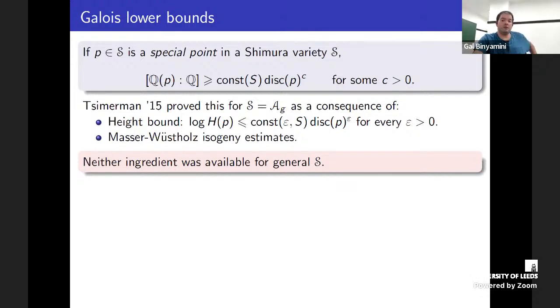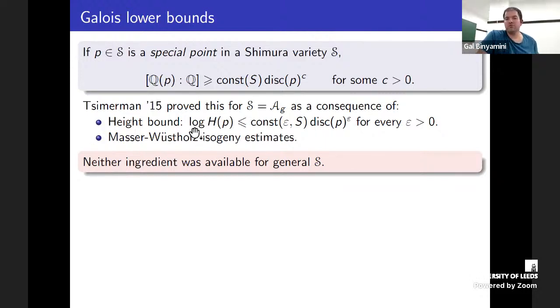And what we want is this kind of lower bound, and Zimmermann proved this lower bound for AG, the moduli space of principally polarized abelian varieties of genus g. He got this as a consequence of two facts. One is a height bound: we want to know that the log height of a point is less than the discriminant to the epsilon. This follows from Ananth-Colmez, a very deep recent result. And the other ingredient in the proof was the Masser-Wüstholz isogeny estimates.